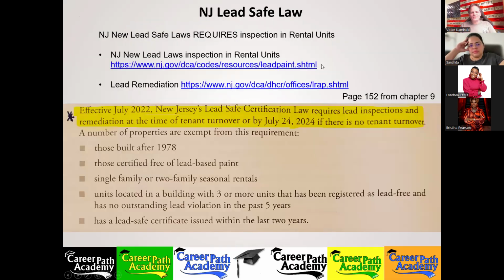All right. Now, New Jersey, not to be outdone by any state law or federal law, created its own state law that requires inspections. Okay. The federal law doesn't require inspections. It just requires the disclosure of any known lead hazards. You could inspect if you want, but it's not required.